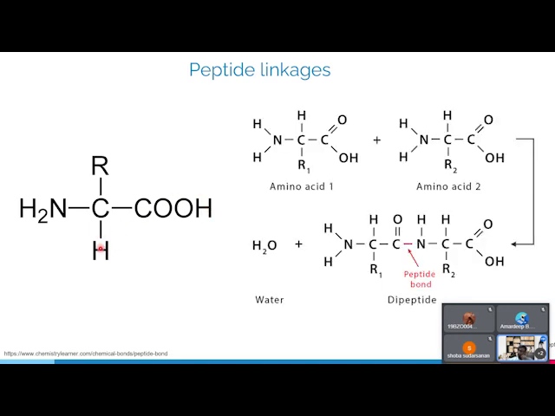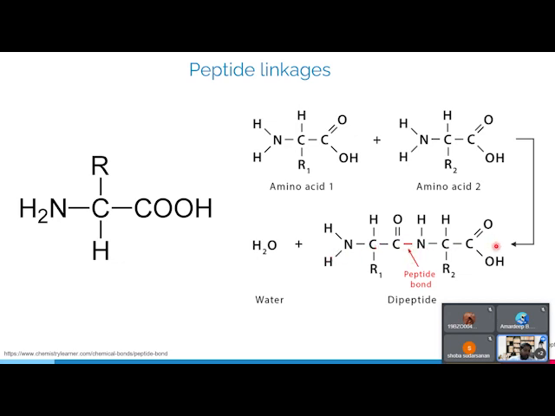Let us first look into what a peptide linkage is. Different amino acids are linked together using peptide linkages in order to form the protein backbone. What happens is that the carboxylic acid OH reacts with the amine group's hydrogen, and these two react in order to push water out, so essentially this part goes out and the carbon and the nitrogen link together to form the peptide bond.